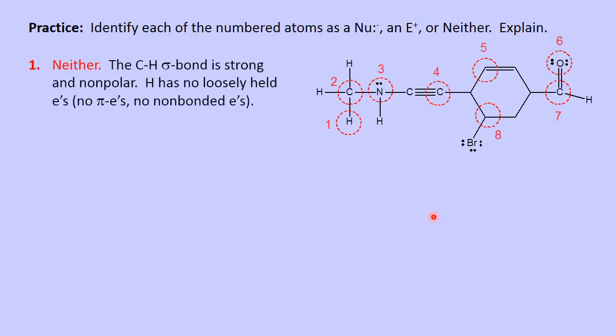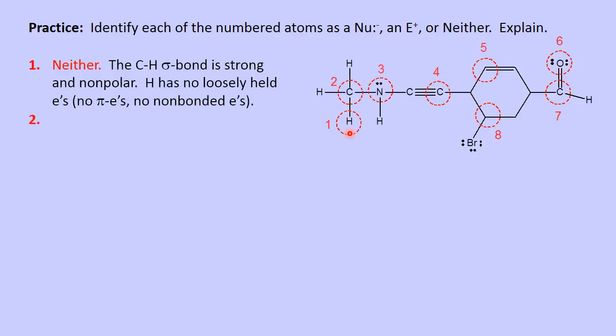Well, it turns out that this hydrogen is neither electrophilic nor nucleophilic. Why not? Well, the carbon-to-hydrogen bond is a sigma bond. It's strong, and it's a non-polar bond. So this hydrogen is neither electron-rich nor electron-deficient. Since the bond is strong and the 1s orbital of hydrogen is full, it's got no more room for electrons, so it's not going to be an electron acceptor. It's not going to break this bond. And it has no non-bonded electrons or pi electrons to donate, so it's not nucleophilic either.